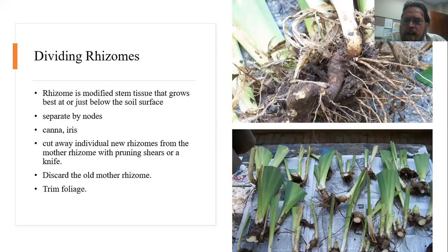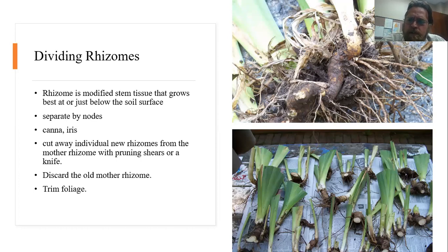You can separate that out into nodes. Really good examples would be canna and irises. Cut away those individual new rhizomes from the mother rhizome, from the oldest part of that root. And you really want to inspect this and make sure that all the sections of root that you've cut away are really firm and really healthy. Throw away any that have any bad marks on them, or if they feel soft, as well as the older part of the plant. It's also a good idea when you do this to trim the foliage back.